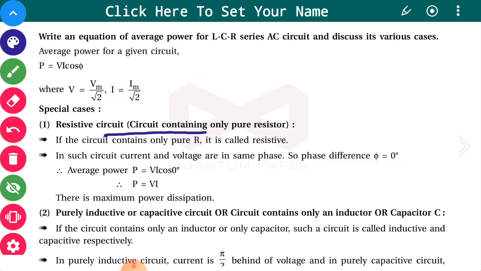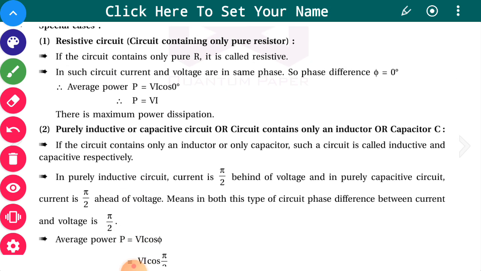If there is only resistance in the circuit, then there is no phase difference between current and voltage. Phase difference phi is 0. So if you place 0 in this cos phi, then power will be V into I. Okay, there is maximum power dissipation in this kind of circuit.